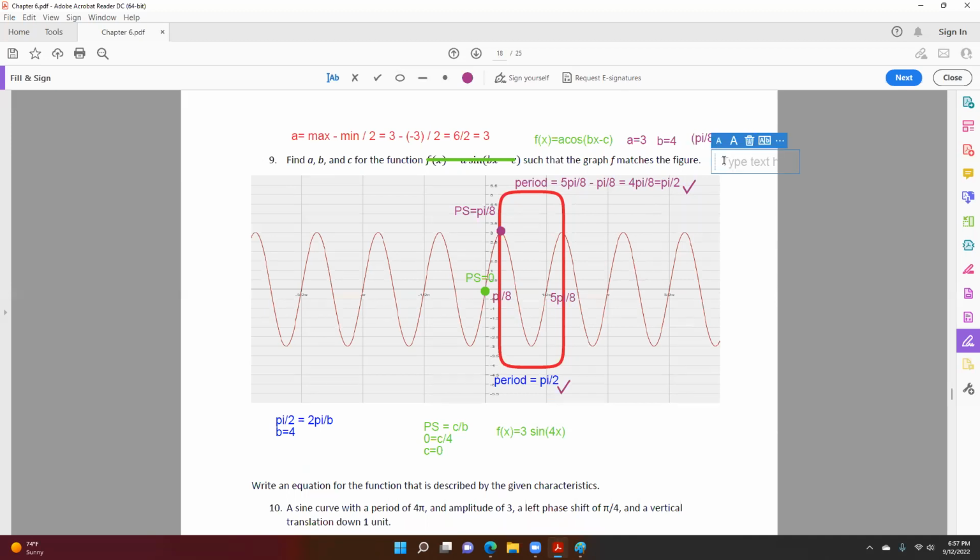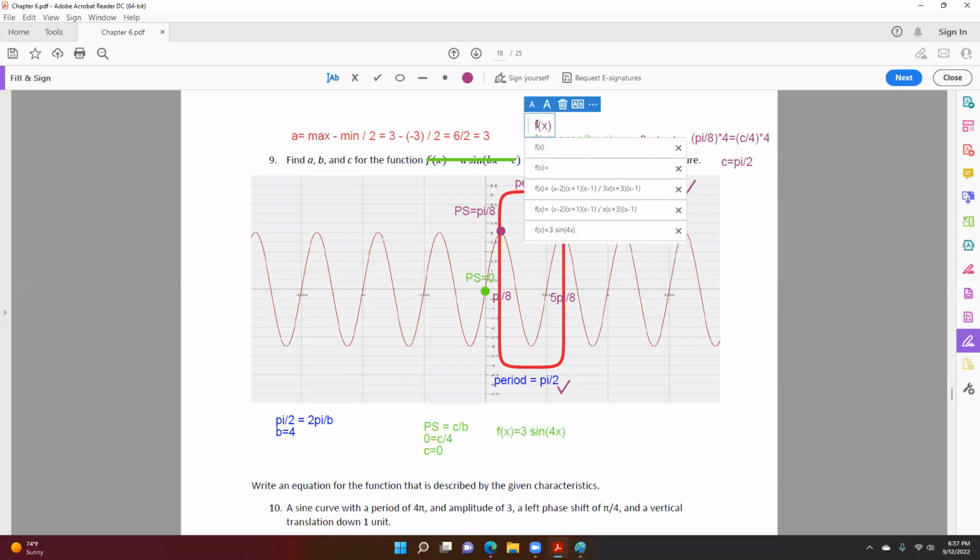So C in this case will be pi over 2. So if you plug all this back into your equation, if I want to get a cosine graph, then your answer in this case would be f of x equals 3 cosine of 4x minus pi over 2.